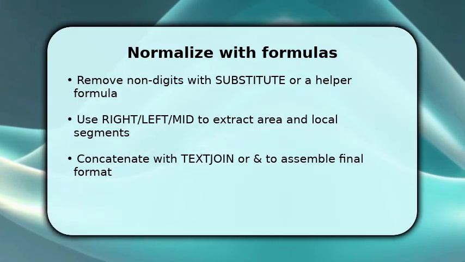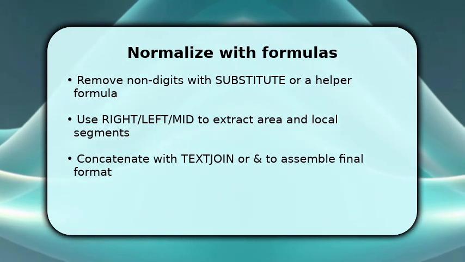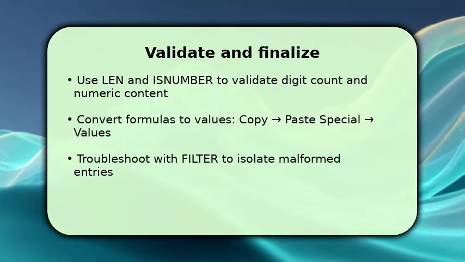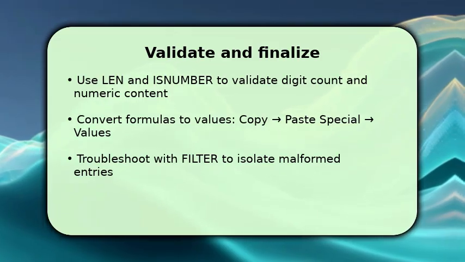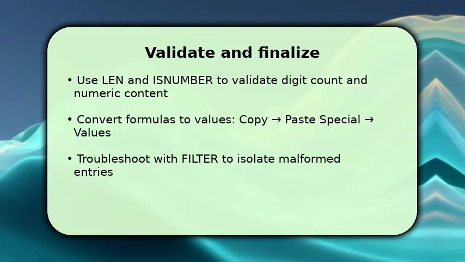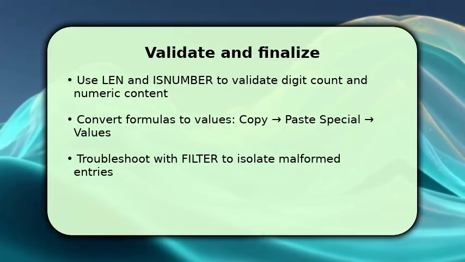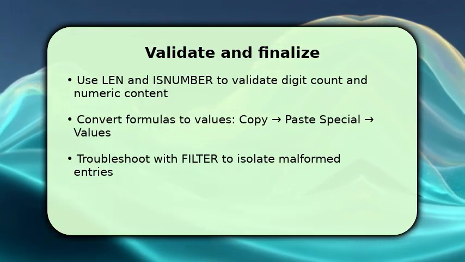Handling variable lengths or country codes may require extra logic. To finish, validate with LEN and ISNUMBER so you flag rows with wrong digit counts or non-numeric characters. Highlight errors for review. Once validated, remove formulas by copying the formatted column and using Paste Special, then Values, so the sheet is stable and portable. Finally, export or use Data, then Text to Columns, if required.